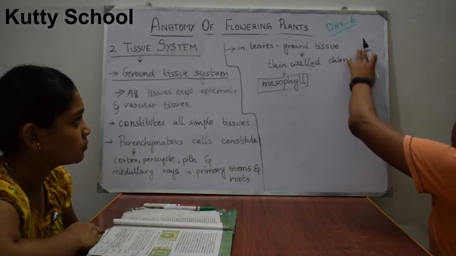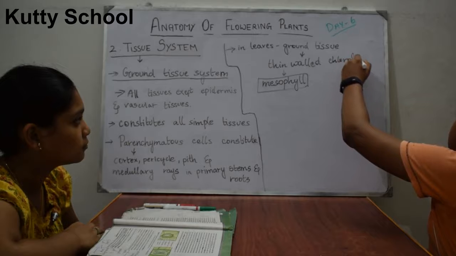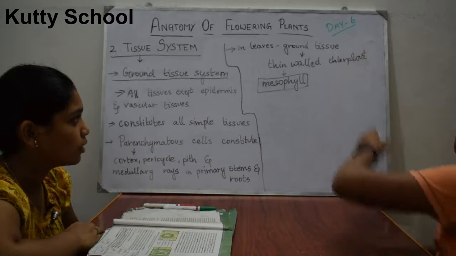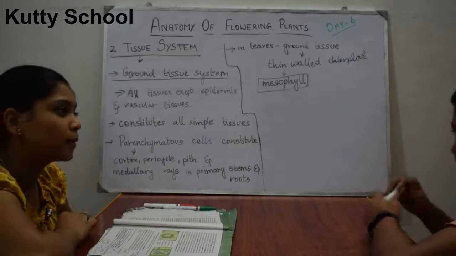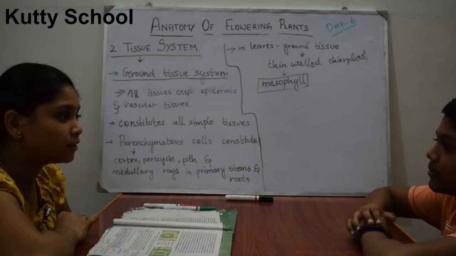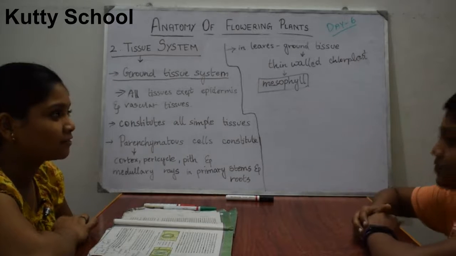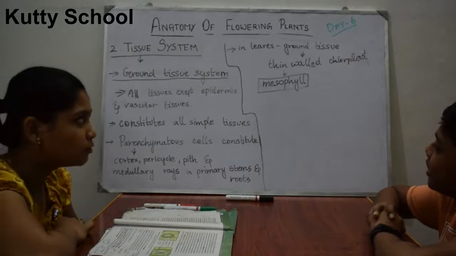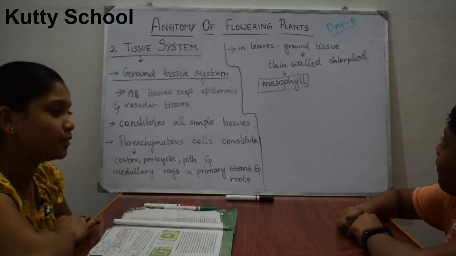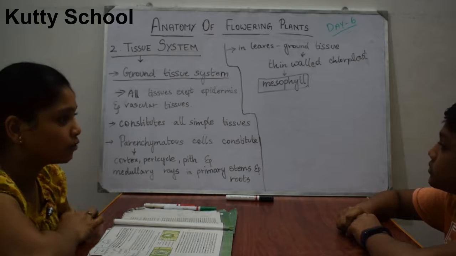How can we call it chlorophyll? Do you know what chloroplast is? You don't know? Then what were you saying from the first? I am saying chlorophyll. How is chlorophyll thin-walled mesophyll? So thin-walled chloroplasts are called mesophyll.